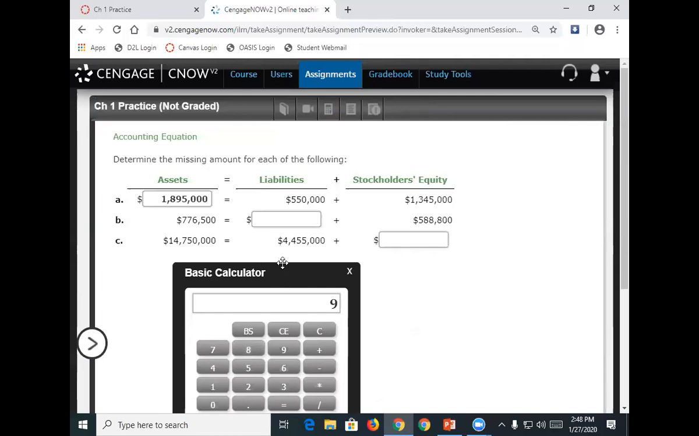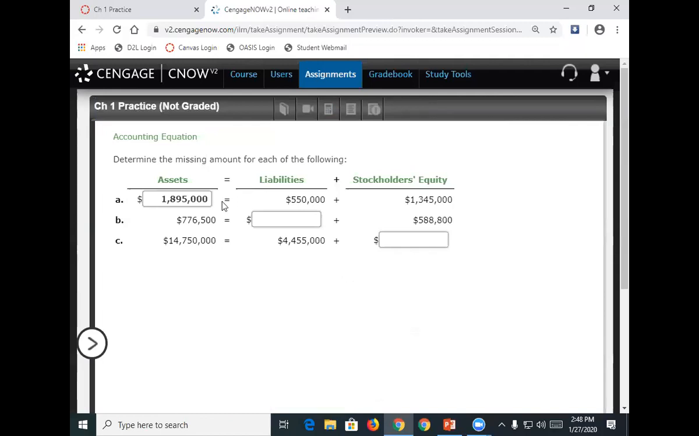A couple other things. If you move your mouse over anything that's in green, it tells you the definition. That's kind of cool, right? I moused over accounting equation and it brought up the accounting equation. So a lot of our homework's pretty interactive and it'll help you.